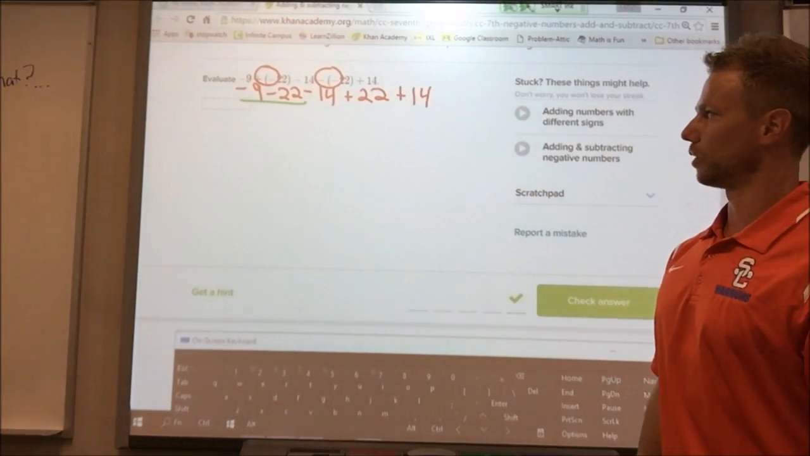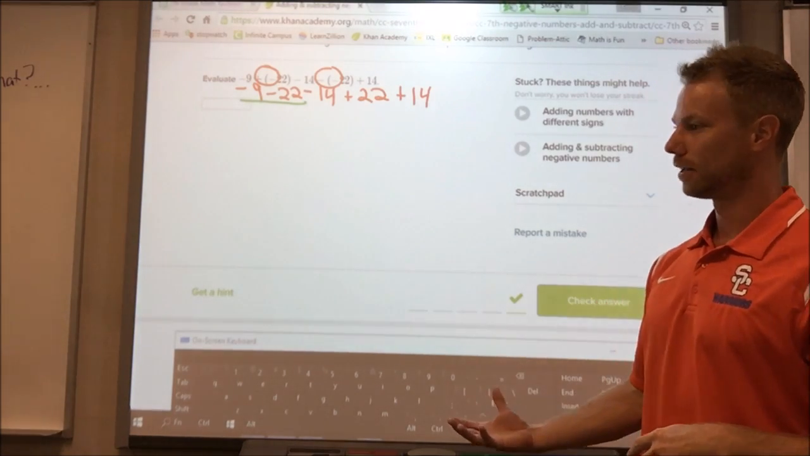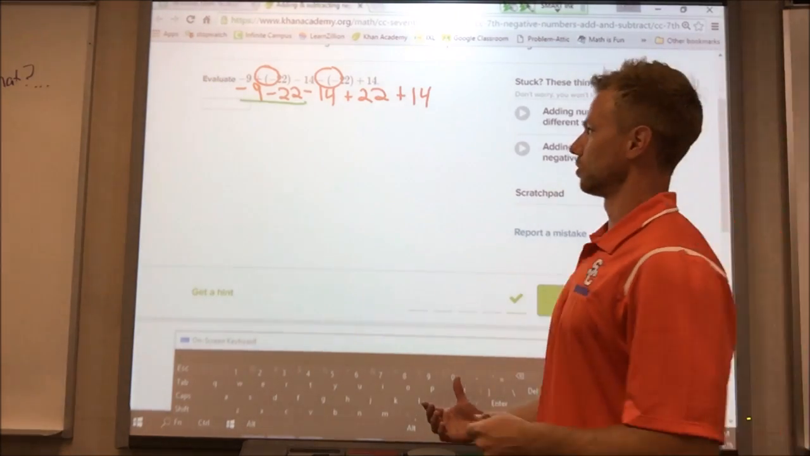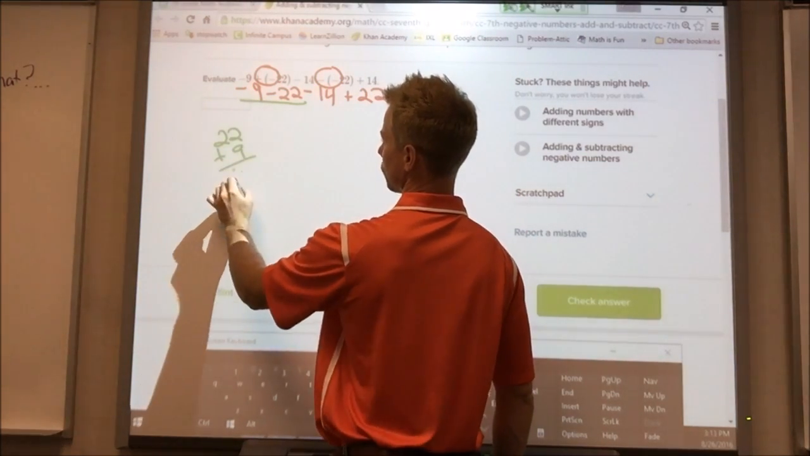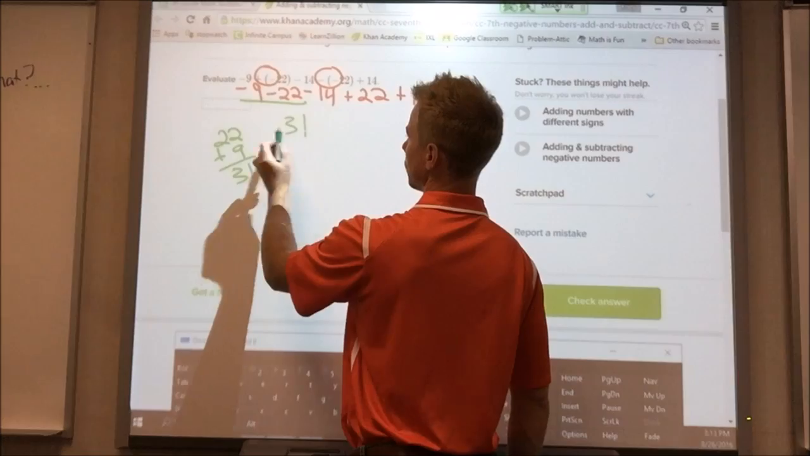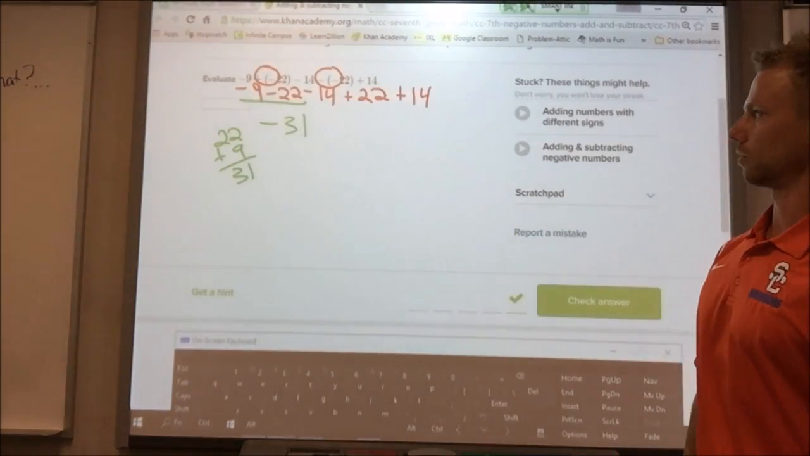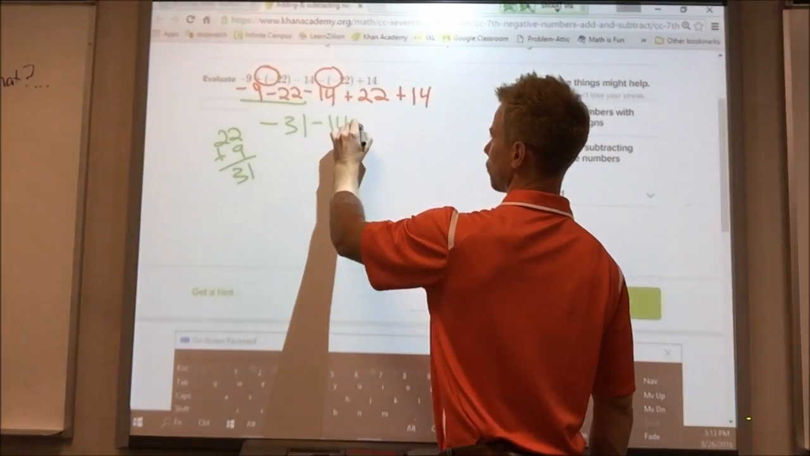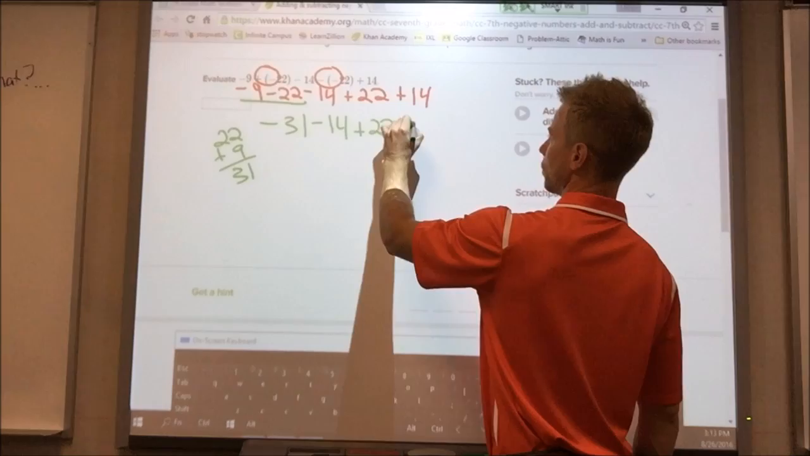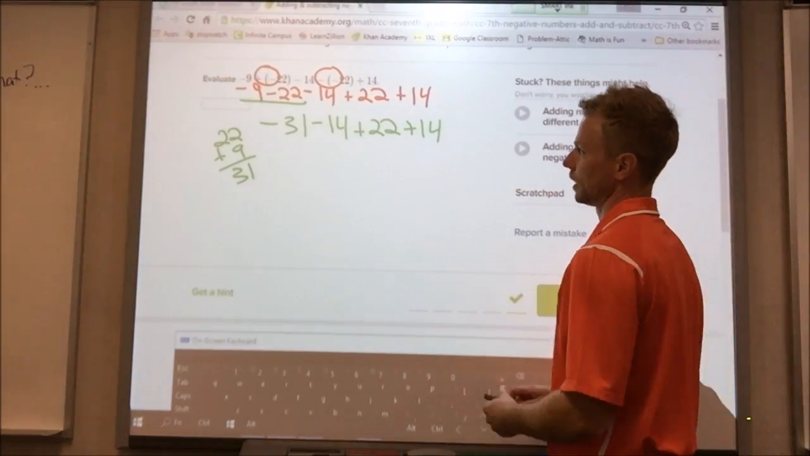-9 and -22, two like signs. The rules say you add and keep the original sign. So 22 plus 9 gives me 31. The original sign, they're both negative, so it's -31. Then I write the rest of it so I don't get confused, and then I keep going. Take the next two.